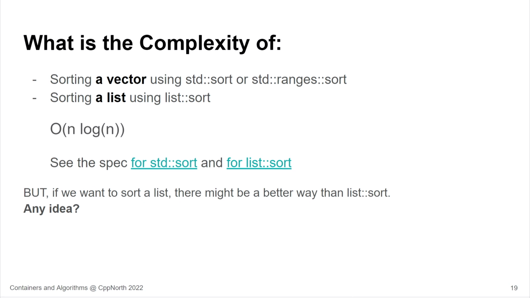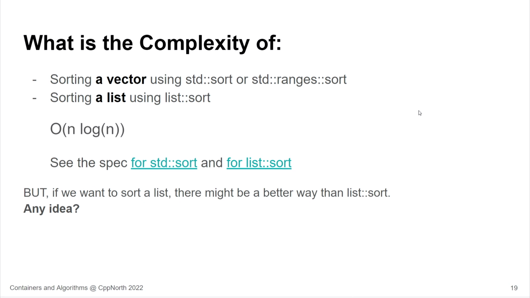By the way, you cannot use std::sort on a list because it expects a random access iterator. That's very good knowledge of the material. It expects a random access iterator, std::sort. So vector is okay for that, and list is not. Any idea how we can sort a list if not calling list sort?